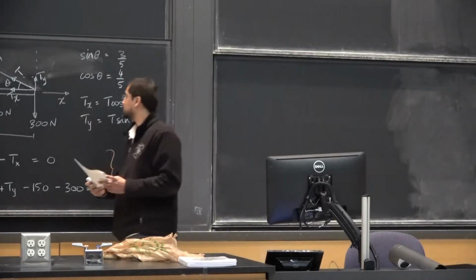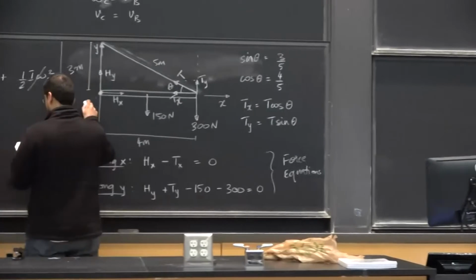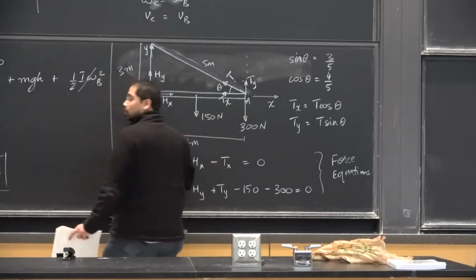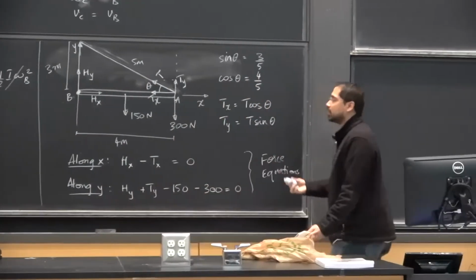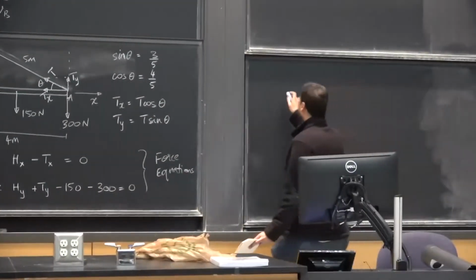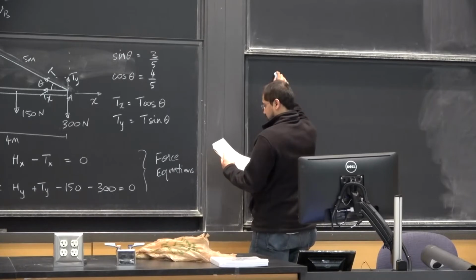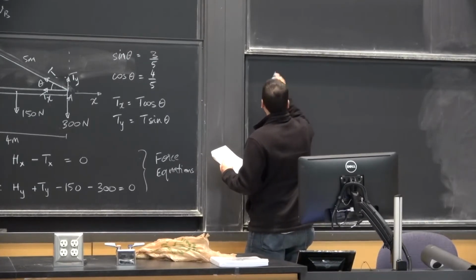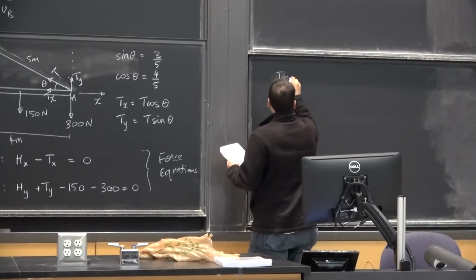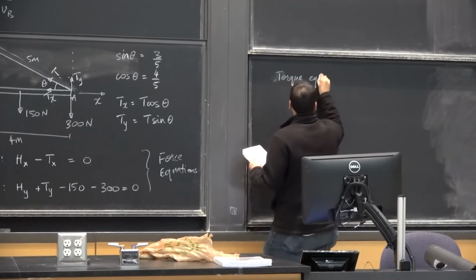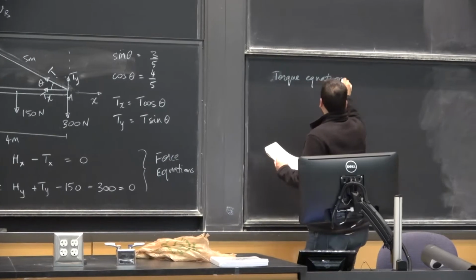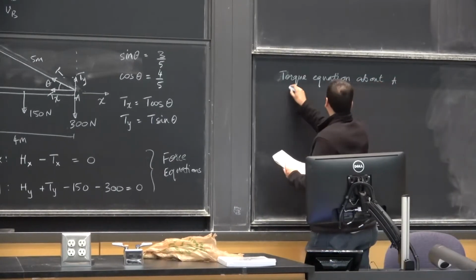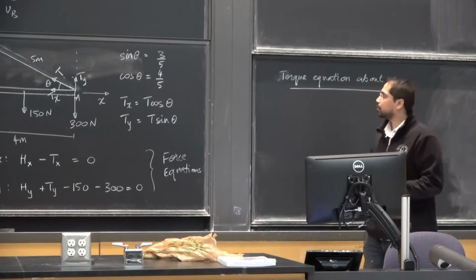Let's write down a couple of situations. So let's call this point A. Let's call this point B. What would happen if you were to write down the torque equation at B? Or let's do it at A. So torque equation about A.